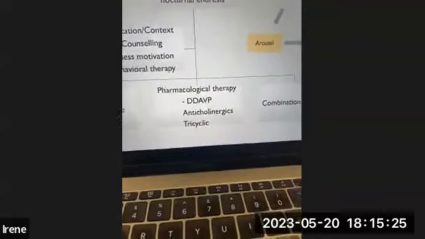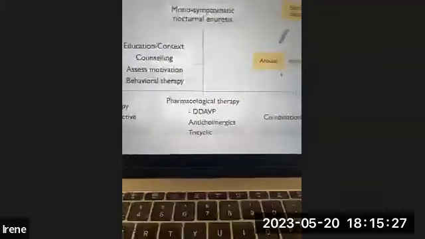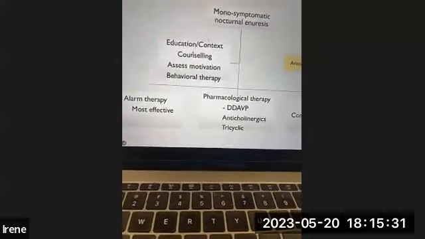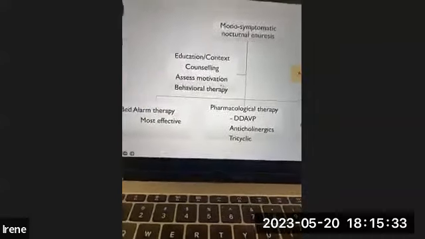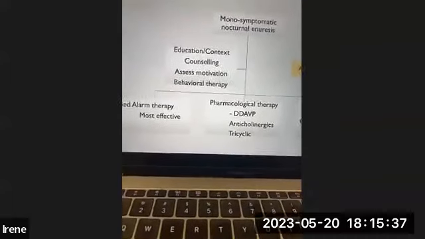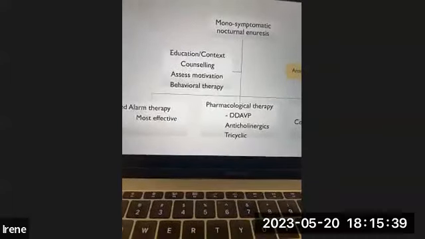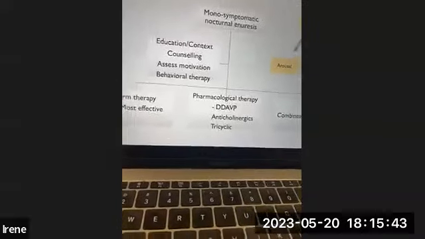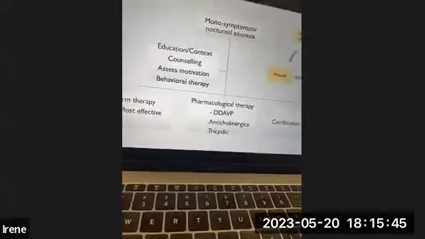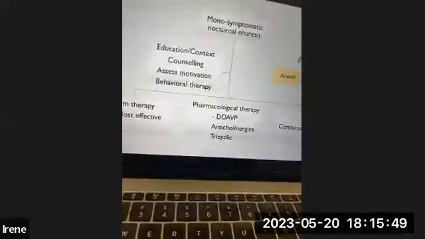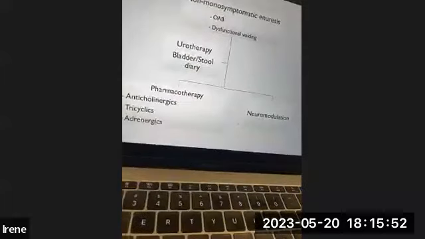So this is just a summary of what we do for these children who are wetting. Counseling and education is very important. I mentioned assessing the motivation of both parent and child, because if they are not motivated, there's no way this child is not going to drink before they sleep. They will drink, they will eat. So you need a child who is motivated. I've mentioned that the bed alarm is the most effective, and then we can do combination for these children.